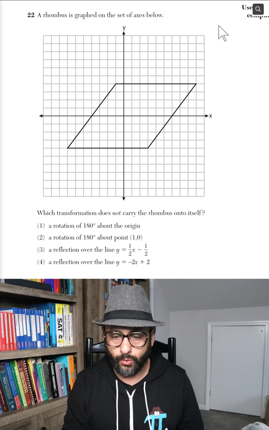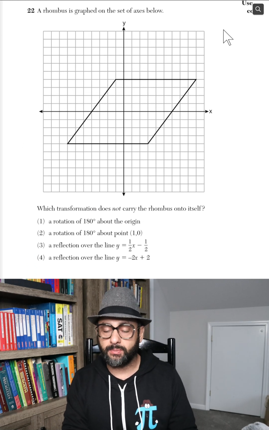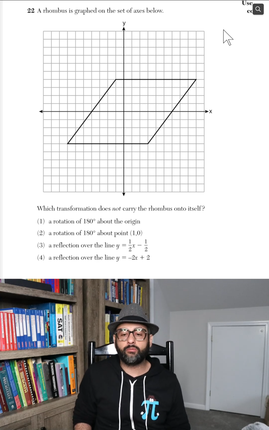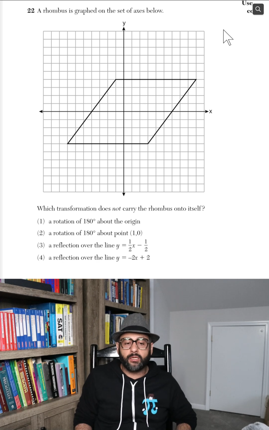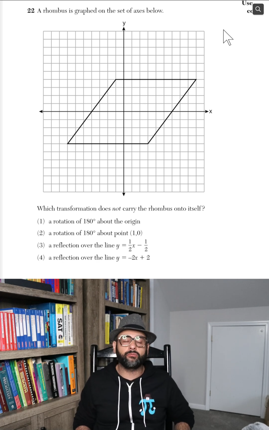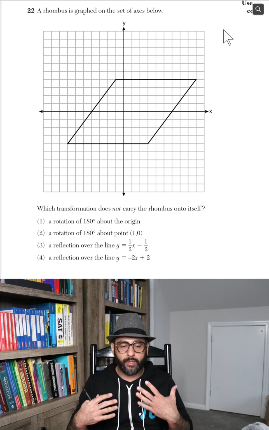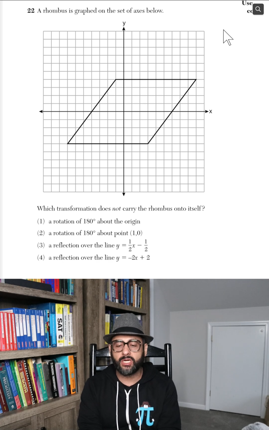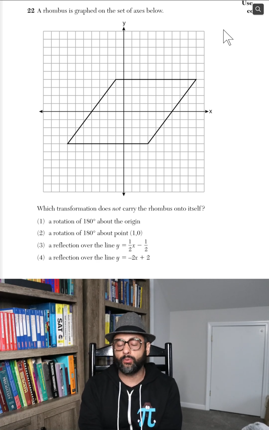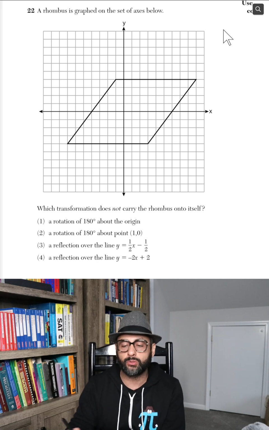Number 22, a rhombus is graphed on the set of axes below. Now, this shape does, in fact, look like a rhombus. And because it's on graph paper, it has to be drawn to scale. Which transformation does not carry the rhombus onto itself? Is it a rotation of 180 about the origin, or a rotation of 180 about the point (1,0), or a reflection over the line y equals 1/2 x minus 1/2, or a reflection over the line y equals negative 2x plus 2?